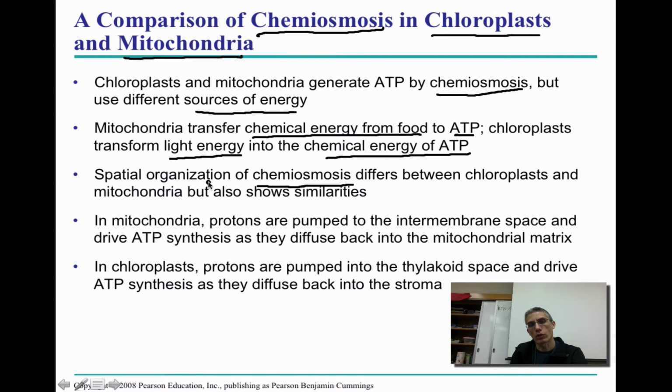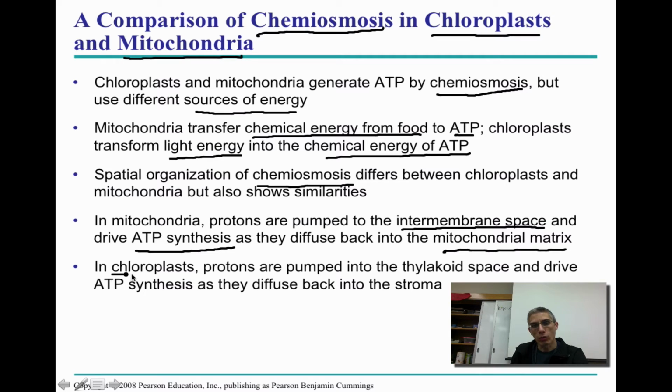So when they talk about spatial organization, they're just talking about where this process actually takes place. So in mitochondrion, protons are going to be pumped to something called the intermembrane space. Remember we had talked about that in cellular respiration. And that is going to be used to drive ATP synthesis, because what's going to happen is we're going to have a concentration gradient that's been built up. We're going to have more on one side than we do on the other, and that's going to drop back through that special enzyme called ATP synthase. So they're going to diffuse back into something called the mitochondrial matrix. Now again, this is occurring in cellular respiration because we're using mitochondria.